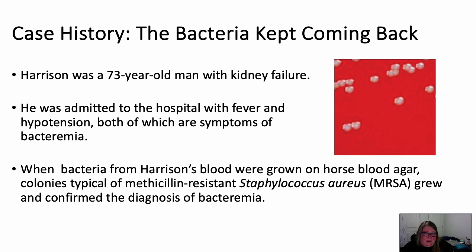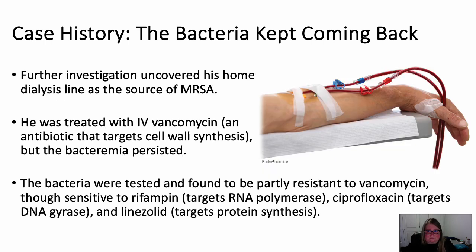So what they find is these white guys. They take these and they grow them, and they use a bunch of different techniques, and they confirm that Harrison has MRSA, methicillin-resistant Staphylococcus aureus. So yes, he has a blood infection, and it happens to be one of these antibiotic-resistant ones.